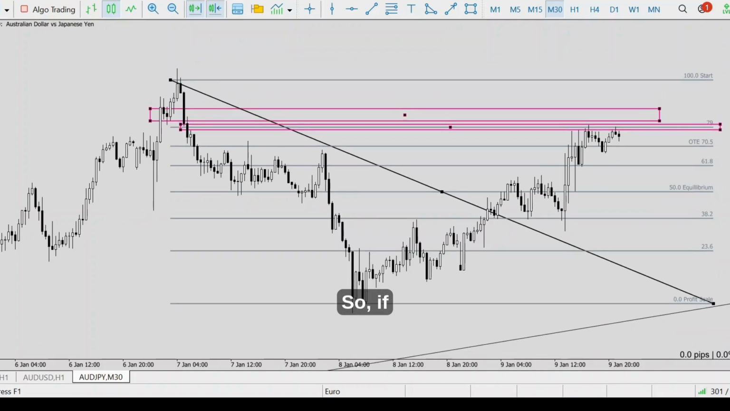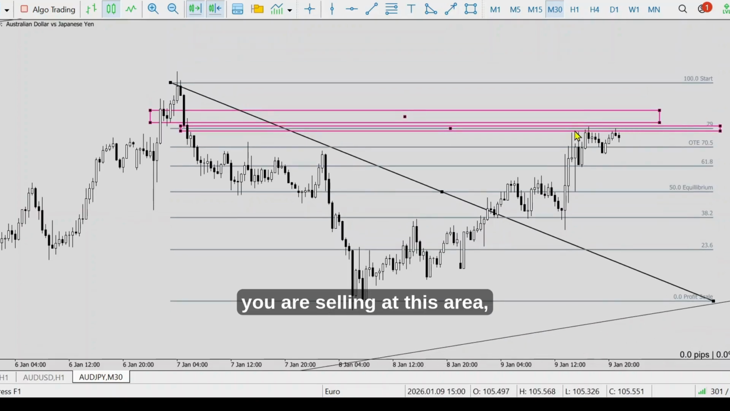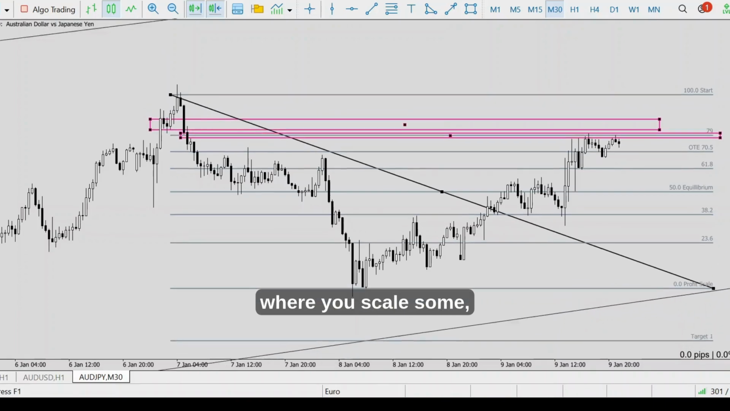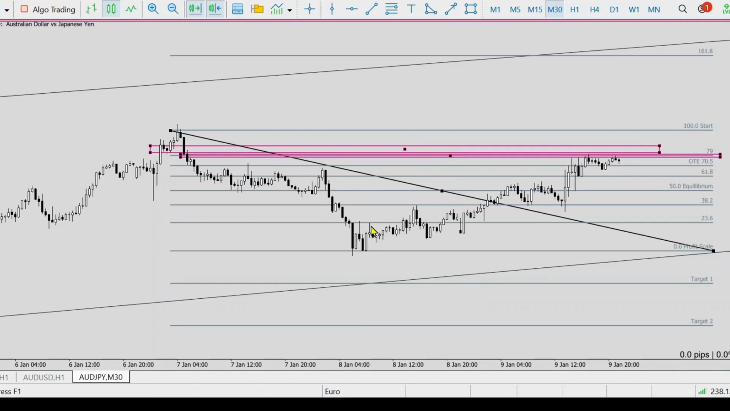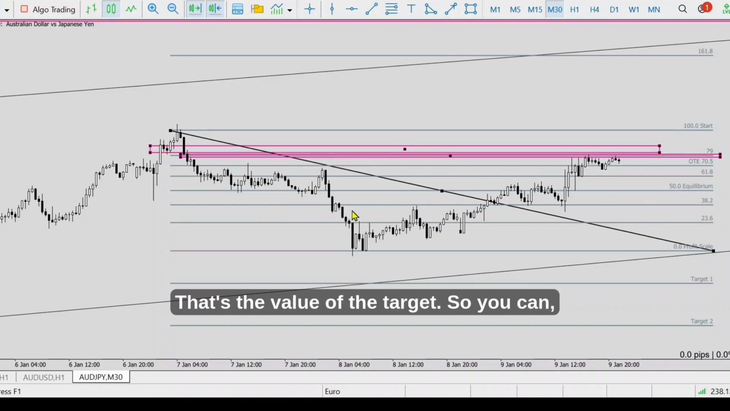So if you are selling at this area, your next profit target will be at this point of origin, where you scale out and take some profit. Then the next profit targets will be target 1 and target 2, which are equally extensions of the impulse of the retracement. You can see the values here. The values of the target are minus 0.2, minus 0.27 and minus 0.62. That's the value of the target.